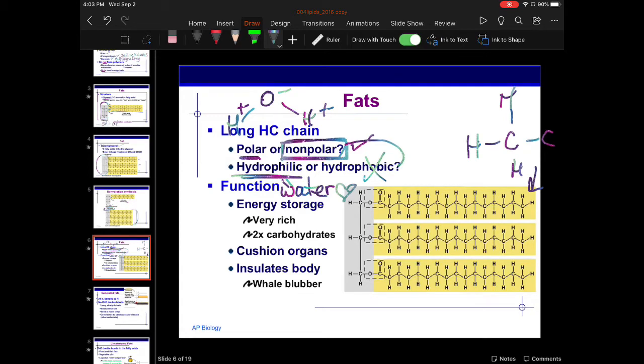Their function, so they can have a lot of different functions. They can store energy, and they can store energy in a couple different forms, but it tends to be very, very rich storage, which is why there are some people that have a tendency to store fat.